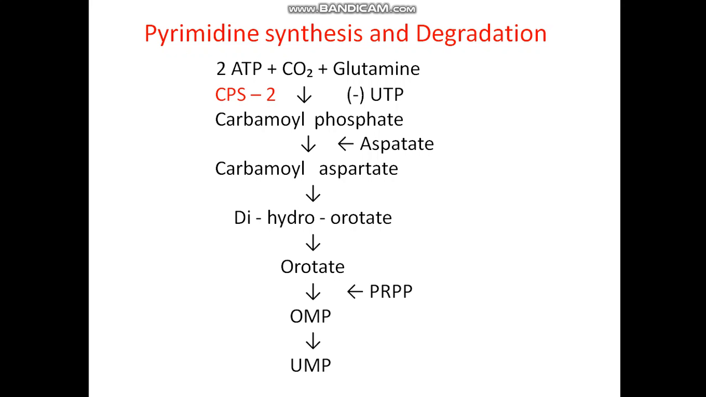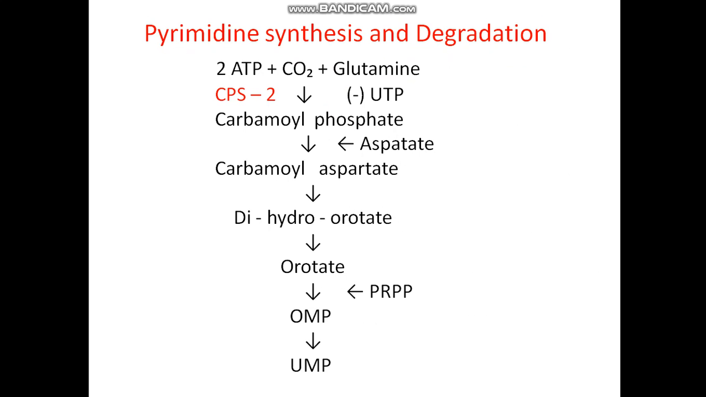So here you see dihydroorotate, then it is converted to orotate. Here PRPP, that is the active form of ribose sugar, is added. Then it is converted to OMP, and OMP is converted to UMP.